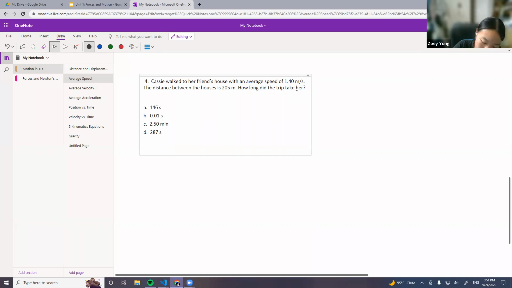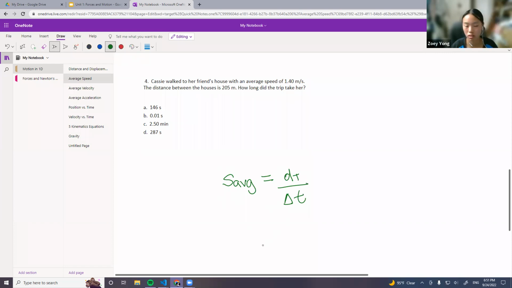So, you might realize that we're actually not finding speed in this problem, but we're finding time, the change in time. So if you remember, the equation is average speed equals total distance traveled divided by the change in time. So how can you rearrange this so that you can find an equation that gives you just time equals something?